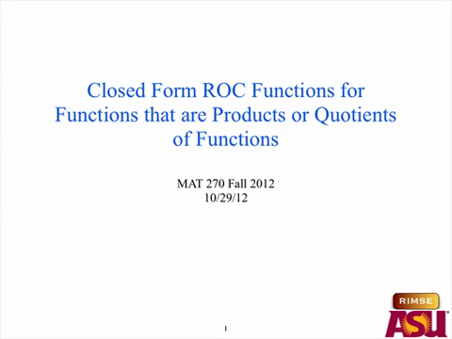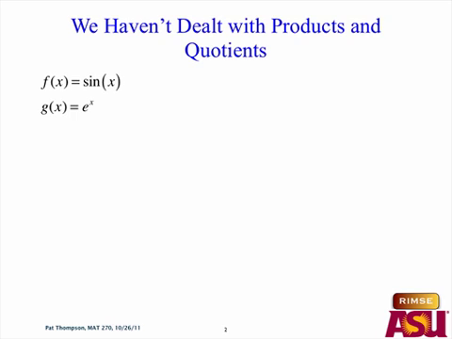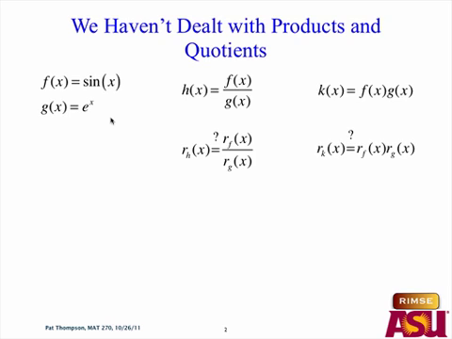Okay, we've got more rules. What we haven't dealt with yet is products or quotients of functions. So here's an example: we've got two original functions f and g. We could make a new function h, which is the quotient of f and g. And we could make a new function k that's the product of f and g. So the immediate question that arises is: is the rate of change of h the quotient of the rates of change, and is the rate of change of k the product of the original rates of change?